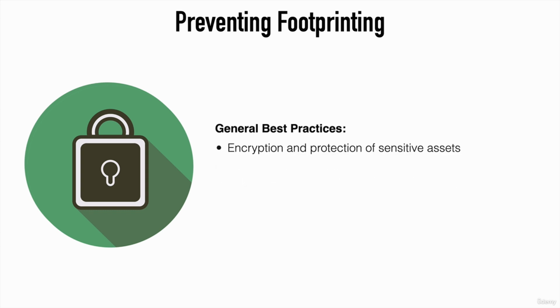And some general best practices would include encryption and protection of sensitive assets. When we talk about encryption, you might typically think of that with data in motion. In other words, data being transferred over an encrypted VPN tunnel. But that also applies to data that is at rest, or in other words, any data that's stored locally on our servers or in the cloud. We want to make sure that's properly encrypted and protected through strong passwords.